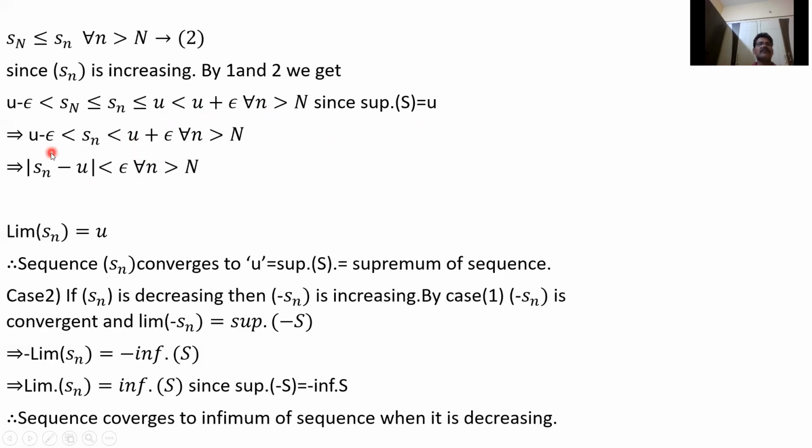Already I told you, this can be written as minus epsilon less than Sn minus U less than epsilon. So U minus epsilon less than Sn less than U plus epsilon means mod Sn minus U is less than epsilon for all n greater than N. Therefore, limit Sn equals U. Therefore, the sequence Sn converges to U. That is the supremum of the sequence.